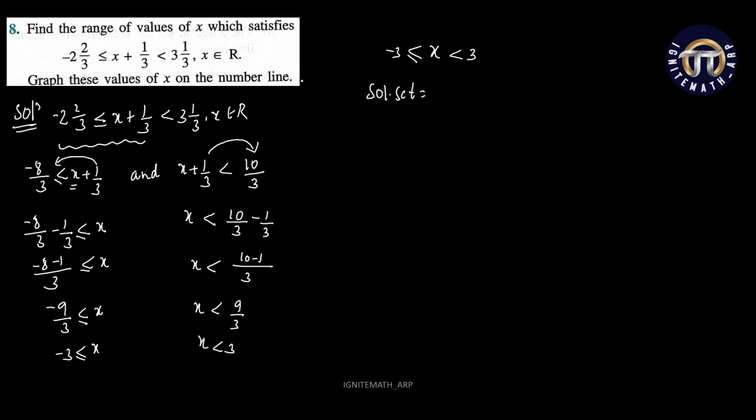What the solution set is depends upon what the replacement set is. Real numbers is the replacement set here. Clear? So the solution set should be written in the rule form, isn't it? Right. So I'll write x such that x belongs to the set of real numbers, then x is smaller than 3, greater than or equal to minus 3. Clear, children? Right. Now my task is to represent this on the number line.